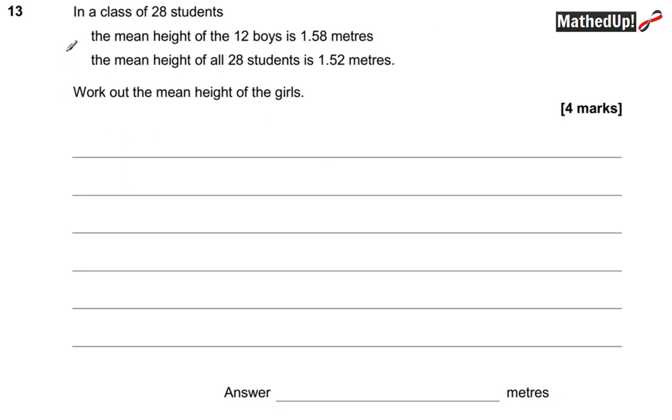Question 13. In a class of 28 students, the mean height of the 12 boys is 1.58 meters, and the mean height of all 28 students is 1.52 meters. We need to work out the mean height of the girls.